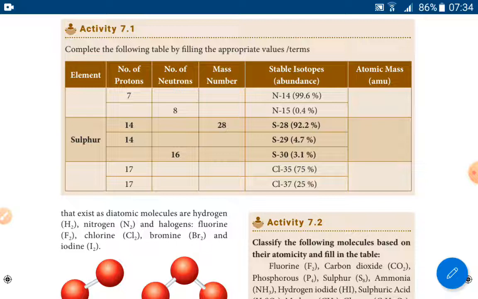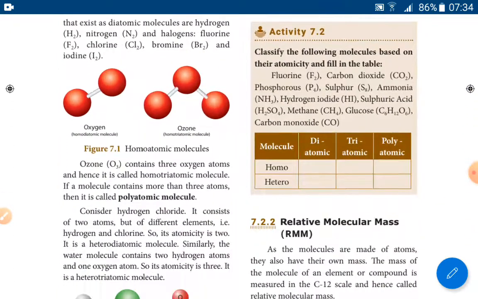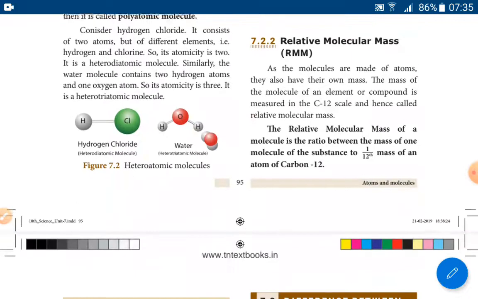Then nitrogen, fluorine, chlorine, bromine are diatomic, homodiatomic molecules, and there are polyatomic molecules also, like sulfur, S8 and P4, are polyatomic molecules.